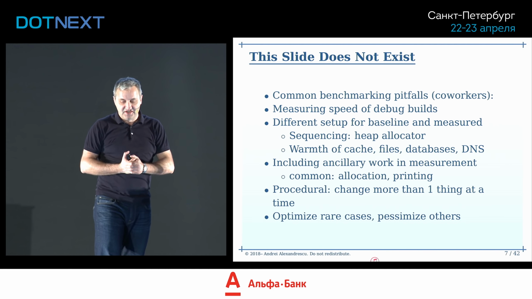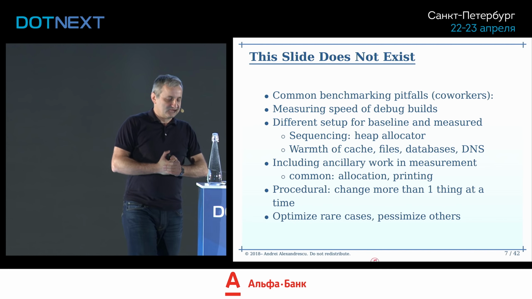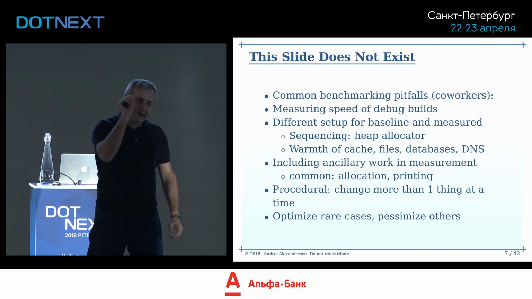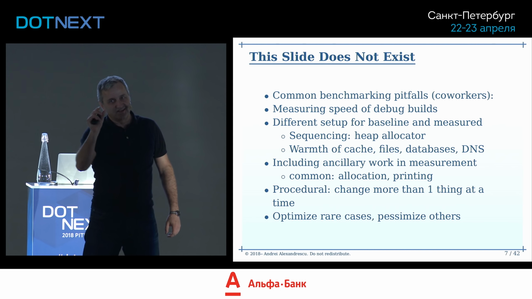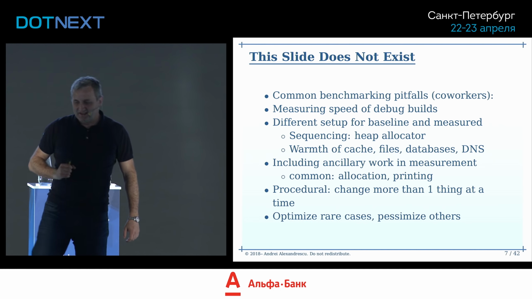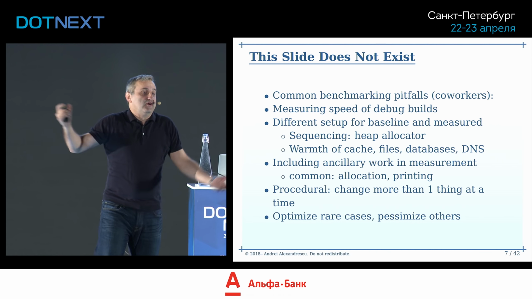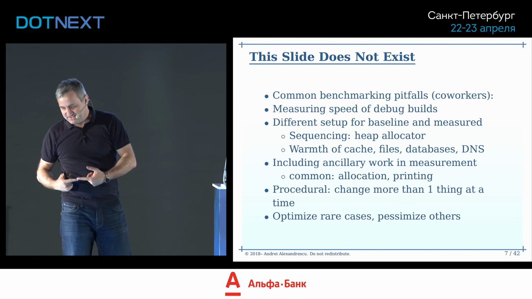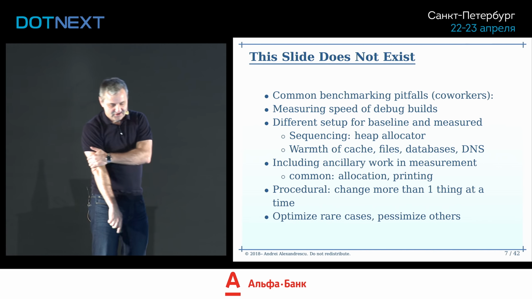Procedural mistakes are changing more than one thing at a time. This is really the first thing you learn as a scientist: whenever you experiment, you change one little thing, you measure again. And you change another little thing, you measure again, etc. It's crucial. If you change two things, you have no idea where the improvement came from. Or maybe they could even cancel each other, and then you measure nothing of interest.